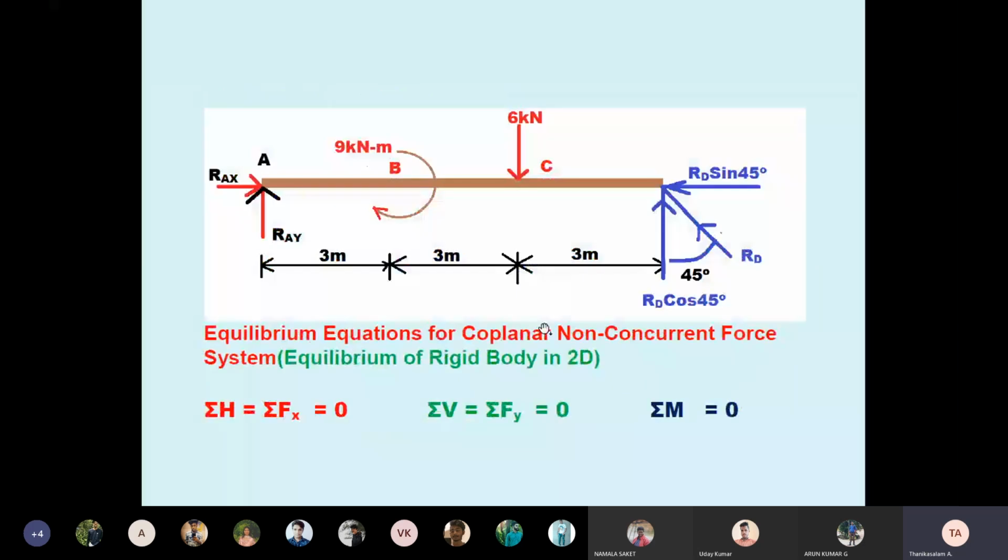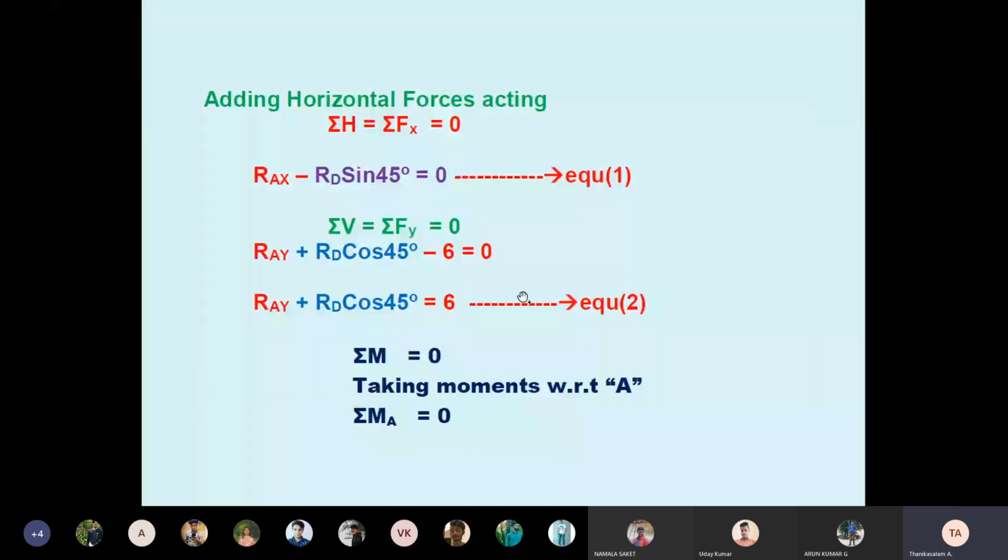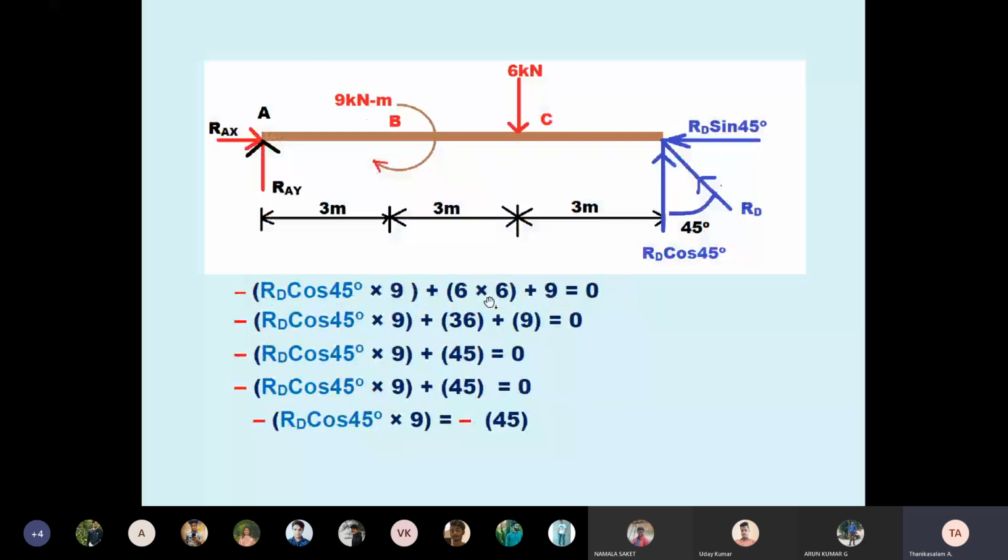I am choosing reference point A. Which forces are not giving moment? Any force that comes to the reference point. Which forces come to the reference point? RAX, RAY, RD sin 45. So they do not give moment because they go directly to A or away from A. The line of action is along the A point. So what are the forces giving moment? RD cos 45 into 9, anti-clockwise, minus 6 into 6, clockwise.